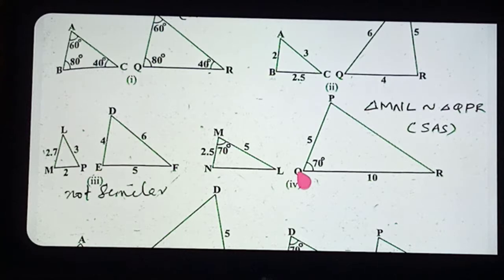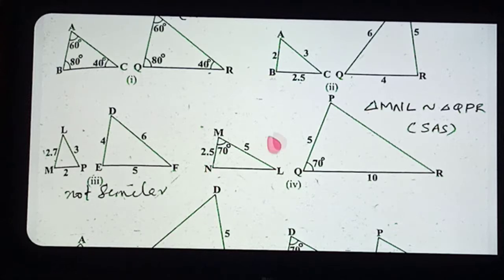2.5 by 5, that means 1 by 2 coming. And the next one is ML divided by which one? QR. How much is coming? ML by QR, how much is coming? 5 by 10, that means 1 by 2 coming.